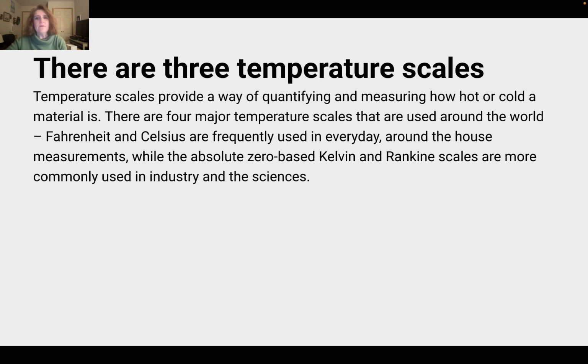And there are 4 primary scales. Fahrenheit and Celsius are used in everyday life and around the house. Absolute zero-based scales are your Kelvin and Rankine scales. Those are used in industry and in the sciences.